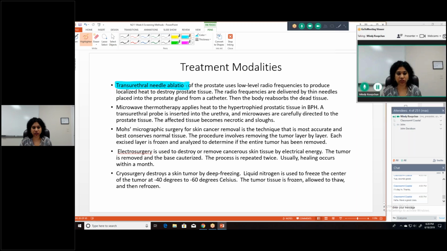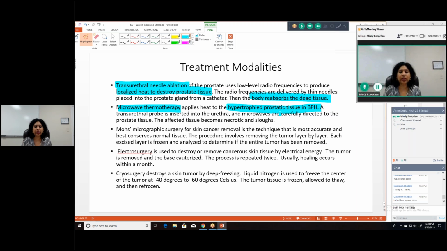transurethral needle ablation of the prostate uses low frequency radio frequencies to produce localized heat to destroy the prostate tissue. They put thin needles into the prostate gland from a catheter, and the body reabsorbs the dead tissue. Very convenient. Microwave thermotherapy is where they use heat on the hypertrophied prostatic tissue in BPH.